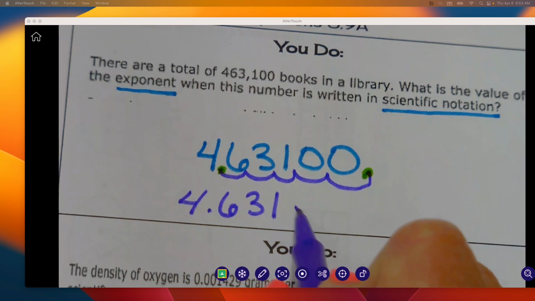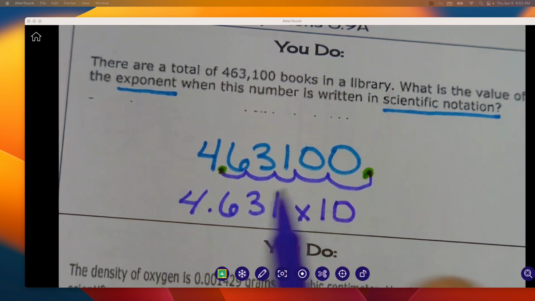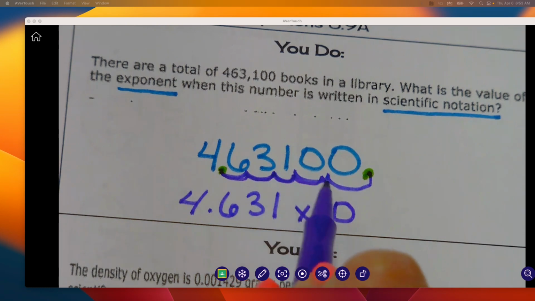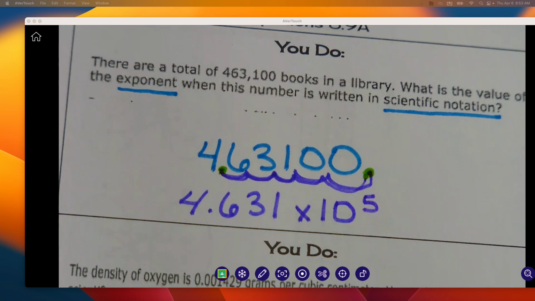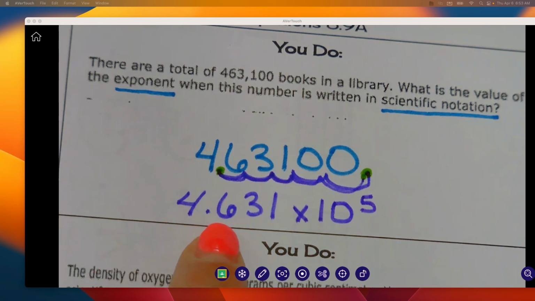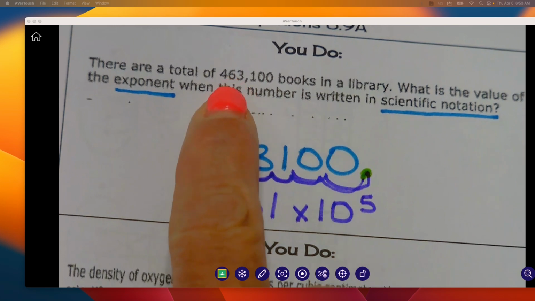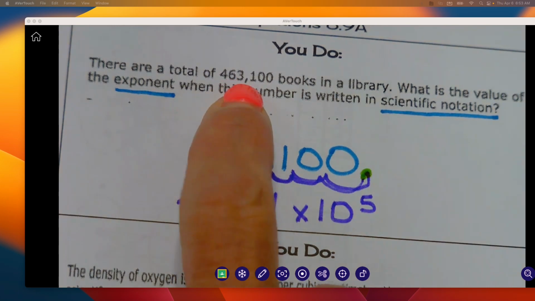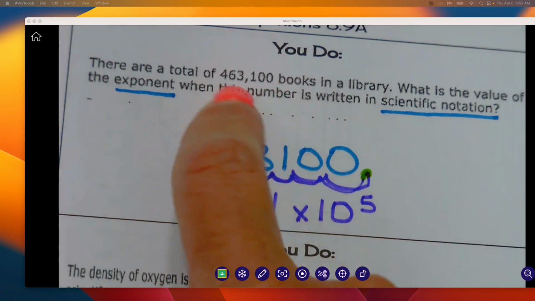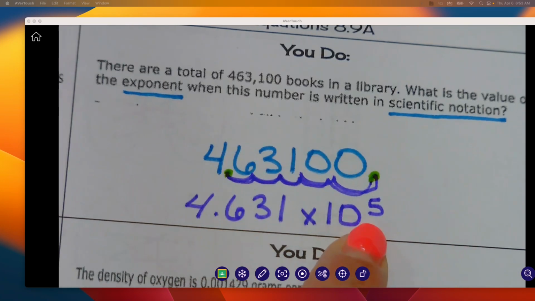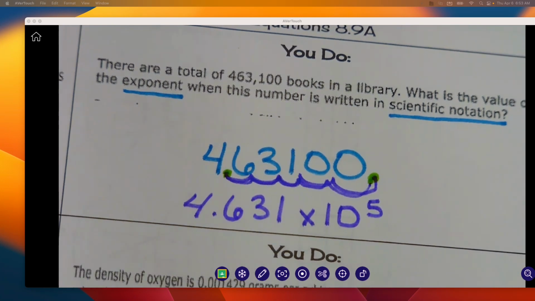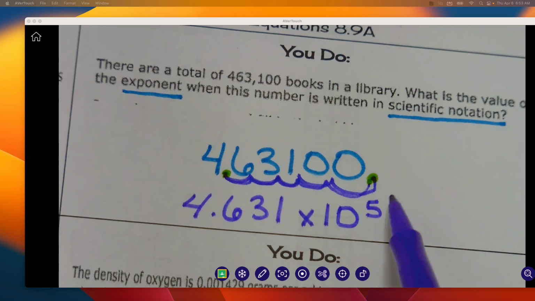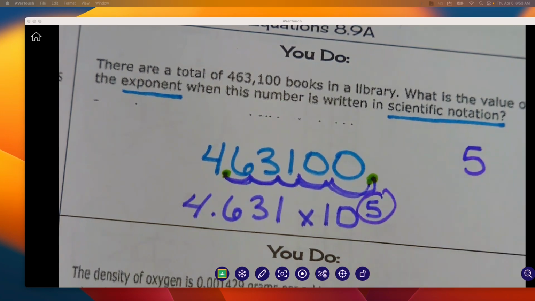Remember, we're always going to multiply it by 10. Let's recount this. 1, 2, 3, 4, 5. So my exponent is 5, but I have to determine if it's positive or negative. So I went from 4.6 to 463,000. This number is way bigger than this number here, so my exponent's going to be positive. The question is not asking us to write in scientific notation. They want to know what is the value of the exponent. So our value of the exponent would be positive 5. Hopefully 5 is what you got for your answer.